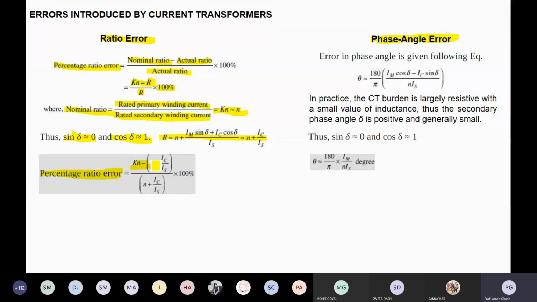So in practice, CT burden is largely resistive with a small value of inductance. Thus the secondary phase angle, that means delta, is positive and generally small. Then sin delta tends to 0, means cos delta tends to 1. So you can replace the rest of the portion. So finally we get theta equal to 180 by pi into Im by n into Is. Okay, that's the motivation and those are the different errors observed in the current transformer.